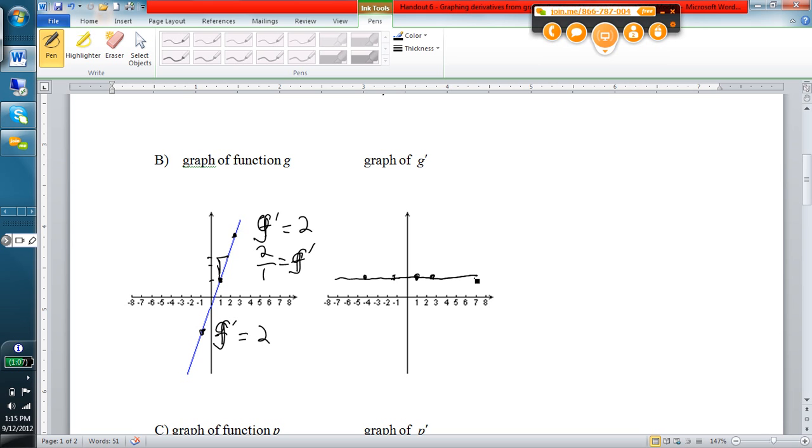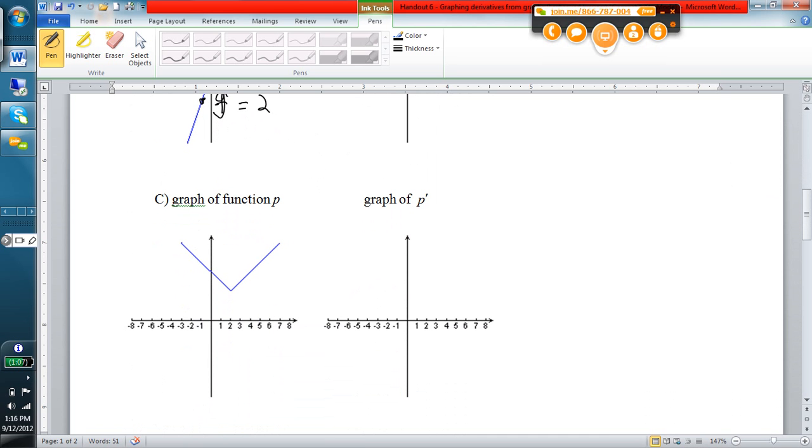Yep. If part of your graph, all of your graph in this case, but if part of it's a line, then the derivative of that turns into a horizontal line. If the function's a line, the derivative turns into a horizontal line. That's what the derivative function looks like, because the derivative is constant. So that means it's a horizontal line. Okay? Questions on that?